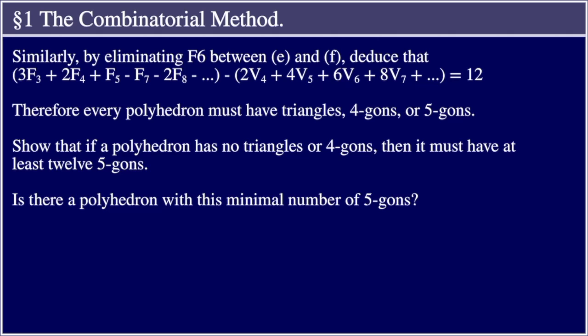Similarly, by eliminating f sub 6 between E and F, deduce that the quantity 3 f sub 3 plus 2 f sub 4 plus f sub 5 minus f sub 7 minus 2 f sub 8 minus ... minus the quantity 2 v sub 4 plus 4 v sub 5 plus 6 v sub 6 plus 8 v sub 7 plus ... equals 12. Therefore, every polyhedron must have triangles, fourgons, or fivegons. Show that if a polyhedron has no triangles or fourgons, then it must have at least 12 fivegons. Is there a polyhedron with this minimal number of fivegons?